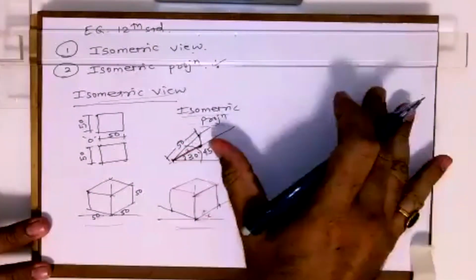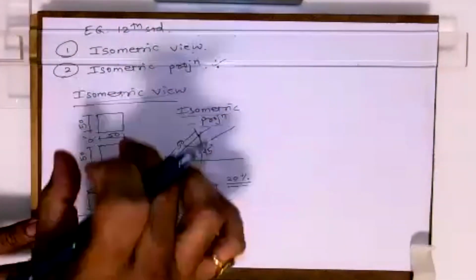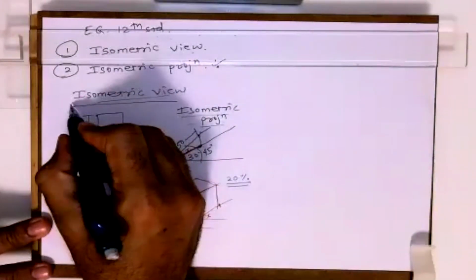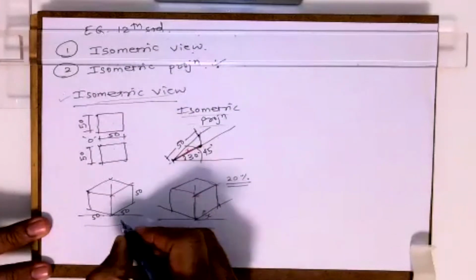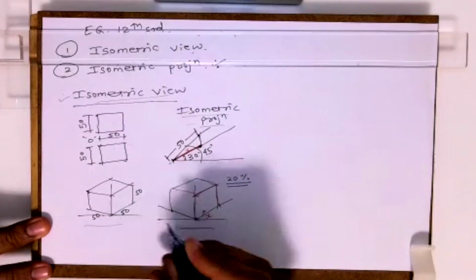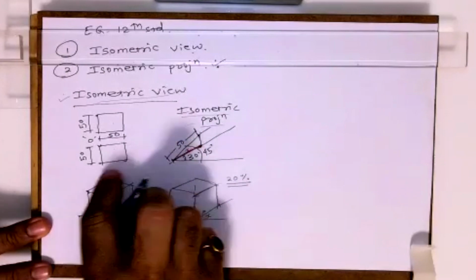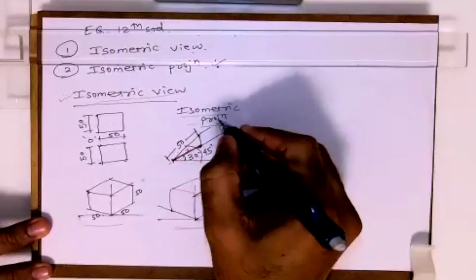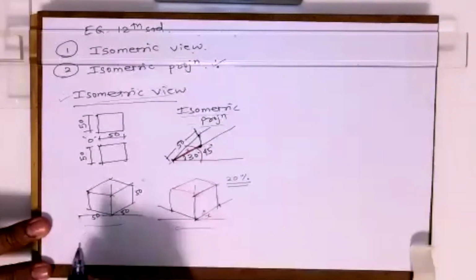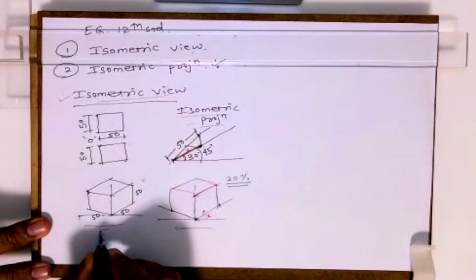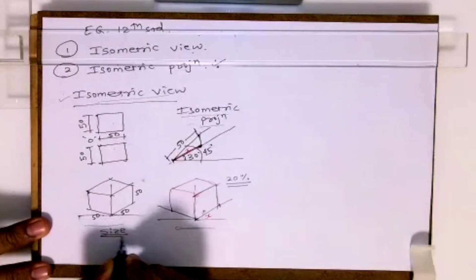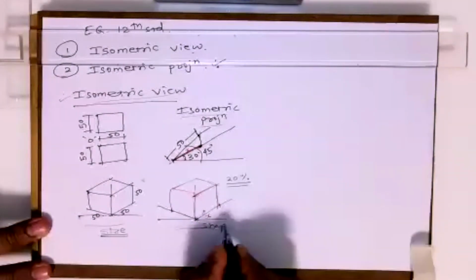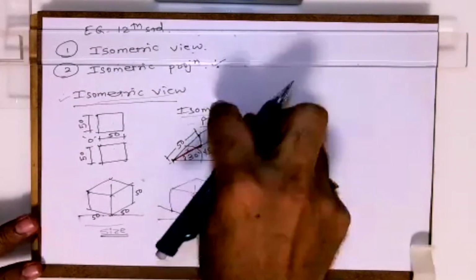Okay, so now I'm explaining why we are using isometric view and isometric projection. We use isometric view where dimensions are important, and we use isometric projection where views are important, like size and shape. When size is important, we use isometric view. When shape is important, we use isometric projection. But what is it like this?